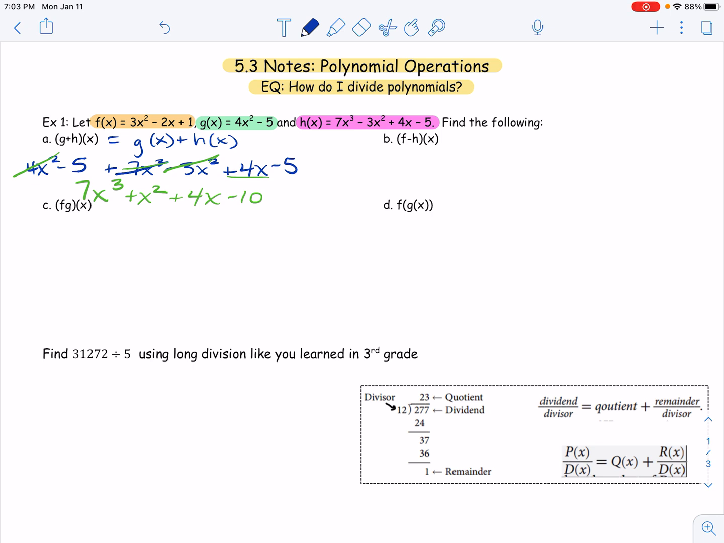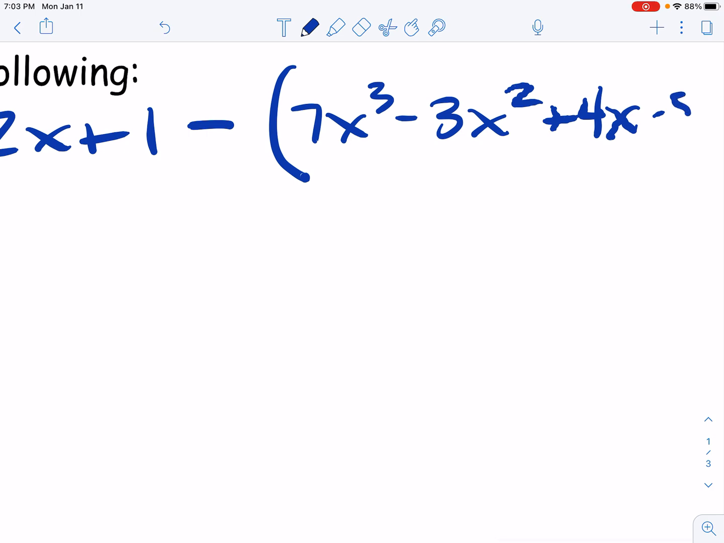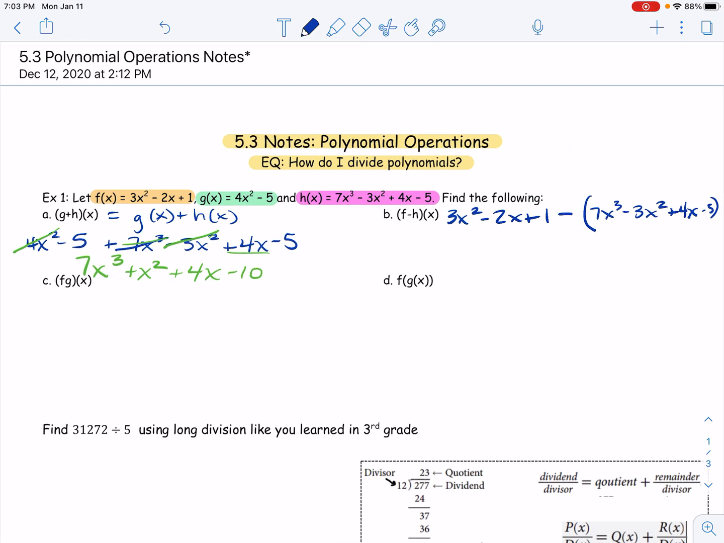So we want f of x, which is 3x squared minus 2x plus 1, and we are subtracting this entire function of 7x cubed minus 3x squared plus 4x minus 5. Notice I put that in parentheses because I am going to have to distribute that negative. I am subtracting every single term in that function.